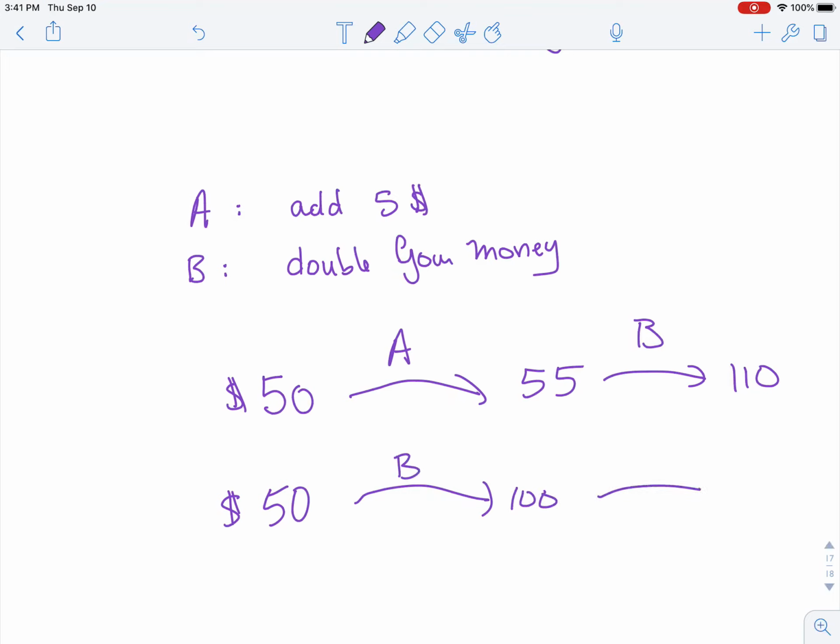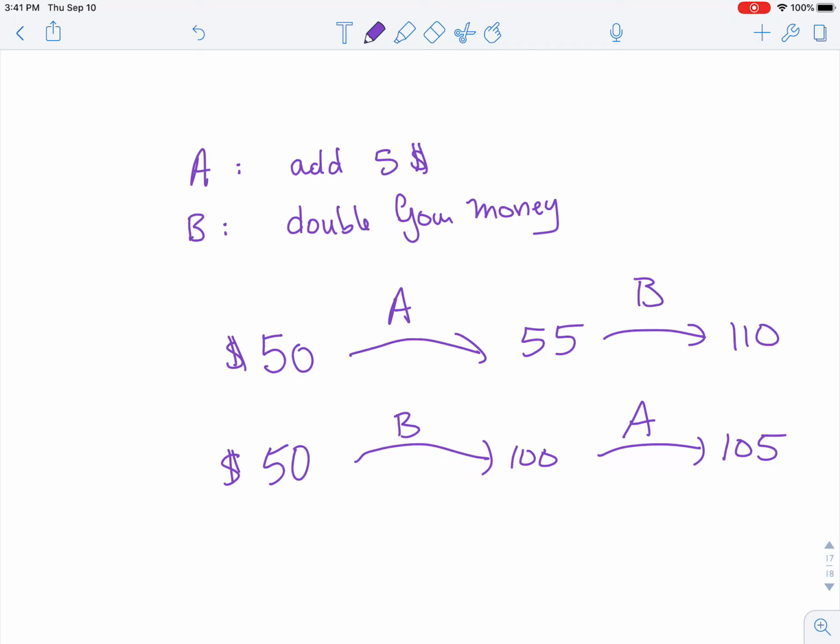Okay? And now let's do the same situation, but instead let's switch the order. So first you hit B, that'll take you to 100, and then let's have you add 5. That's only going to get you to 105. And so even though they're the same operations, the order that we perform them in really makes a difference. I would choose the first option because I'd wind up with more money at the end. And so in a lot of life, order does matter, and matrices are no exception to that.